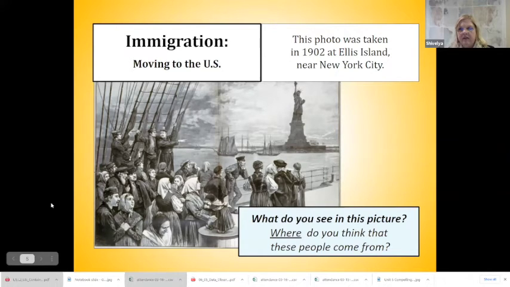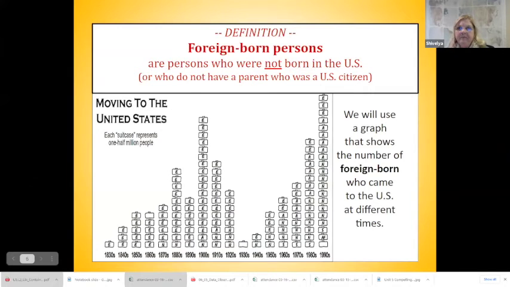We take a look at this particular picture. Most of them recognize the Statue of Liberty in that. Talk to them about the time period, where they may be coming from, what kind of clues can we get from this. And then we start with a graph.